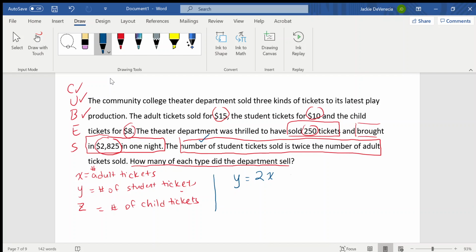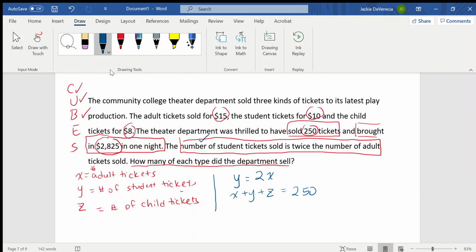Now let's look at the rest, right? So over here, it says they sold 250 tickets. That's a total number of tickets in one night. So what we can do is add up all these numbers of tickets, because all of these represent the number of tickets. You just want to combine them all and they would give you 250. Now this one says 2,825. So that's the total amount of money they made.